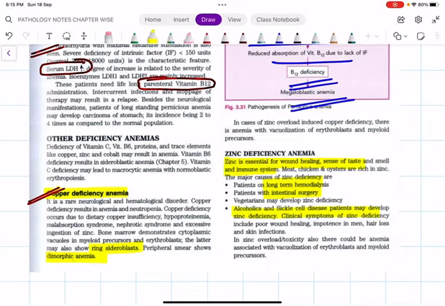And remember, in zinc overload toxicity also there could be anemia. Not only in deficiency will we get anemia, in case of zinc overload or toxicity also we will get anemia with erythroblast and myeloid precursor vacuolization. You can see some cytoplasmic vacuoles in the erythroblast and myeloid precursors.